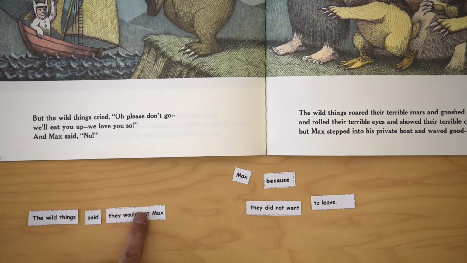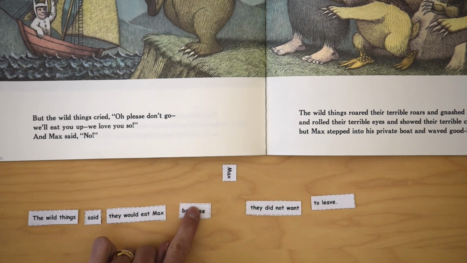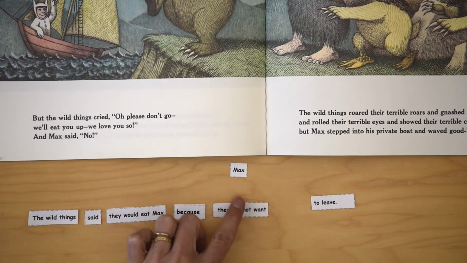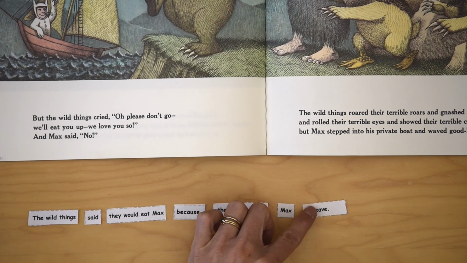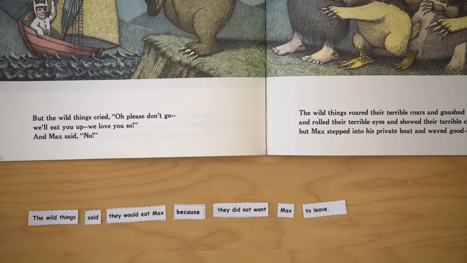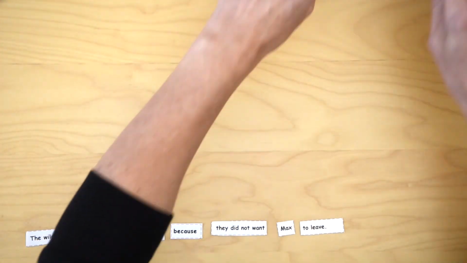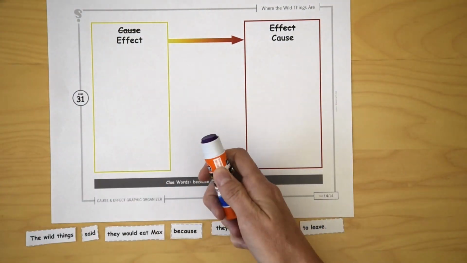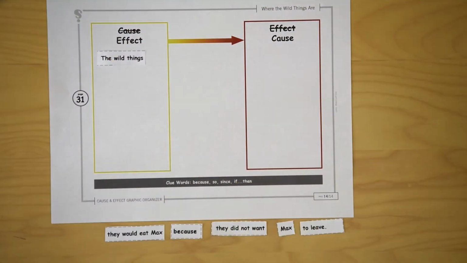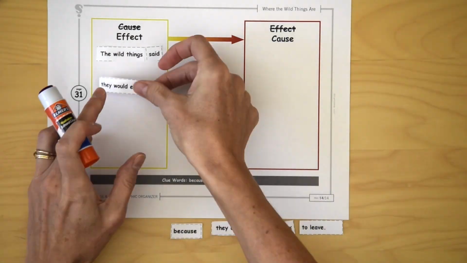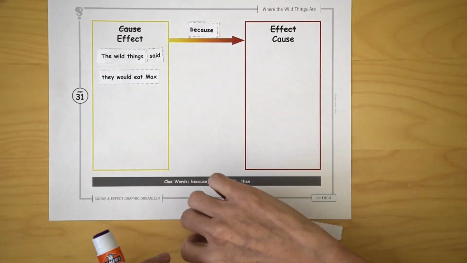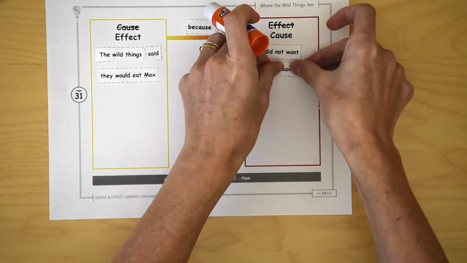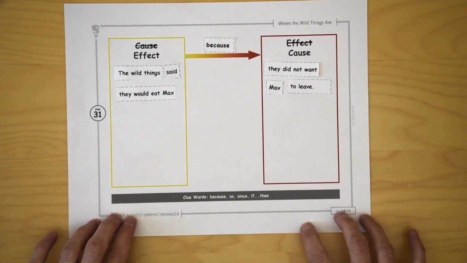Please note that in sentences with because, the graphic organizer should feature the effect box on the left and the cause box on the right. This is done for you. Once your students have assembled the sentence correctly, have them glue it onto the graphic organizer, putting the cause part of the sentence into the cause box, the effect part of the sentence into the effect box, and the conjunction that connects the two clauses onto the arrow.